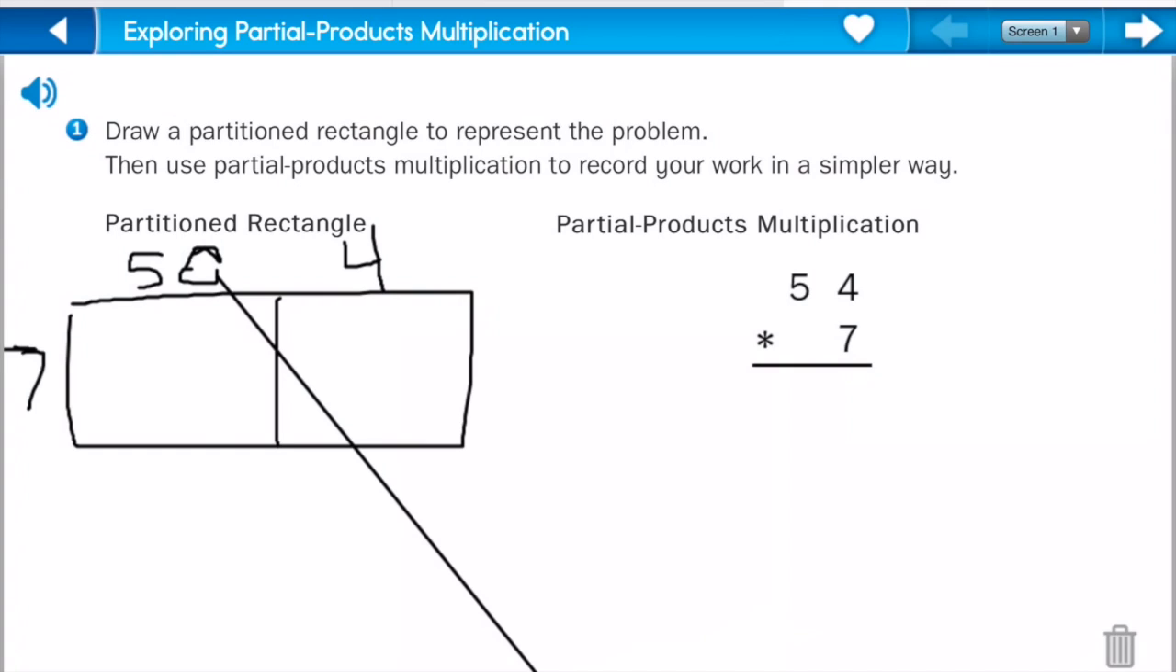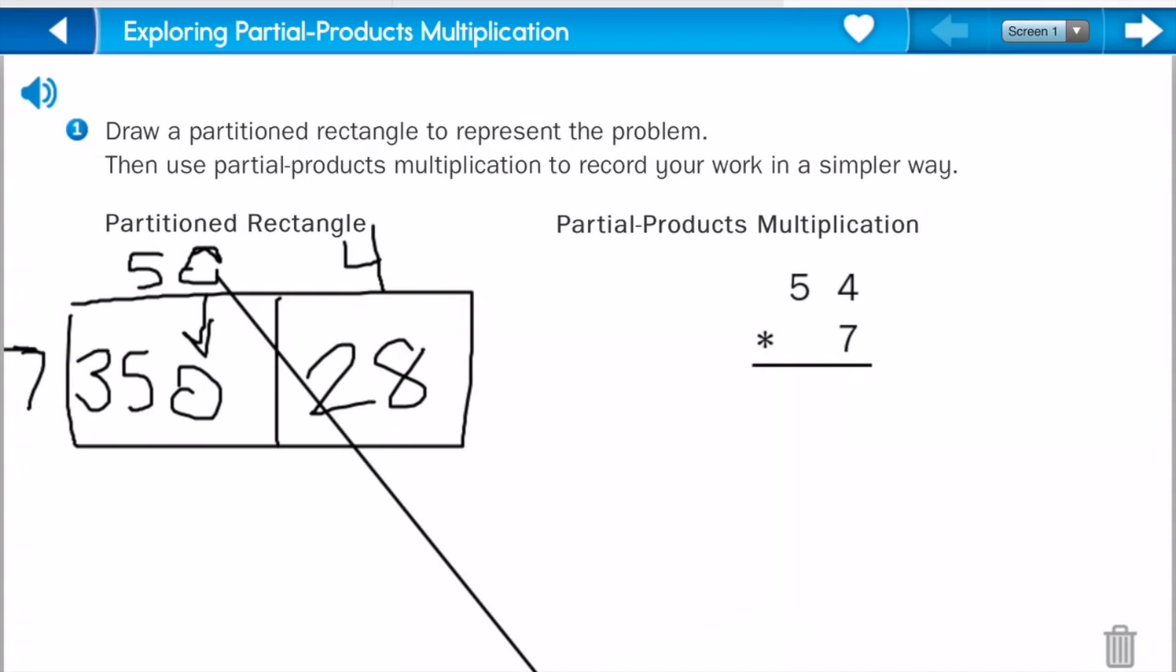So now I take 7 times 5, which I know equals 35. If I didn't know that, I could count by 5 seven times: 5, 10, 15, 20, 25, 30, 35. And then all I do is take my 0 and drop it right down. Now I take 7 times 4. What's 7 times 4, guys? Yep, that's right, it's 28.